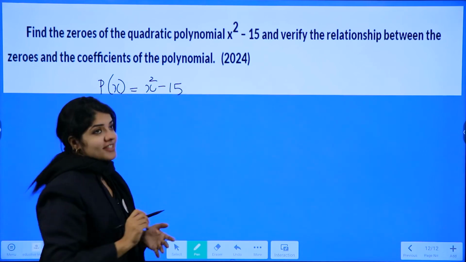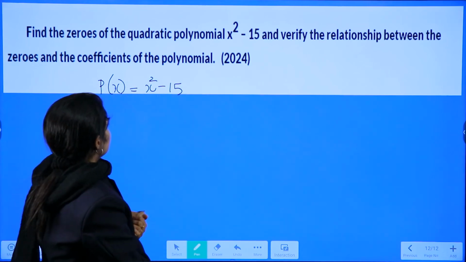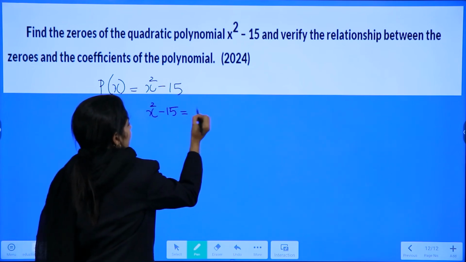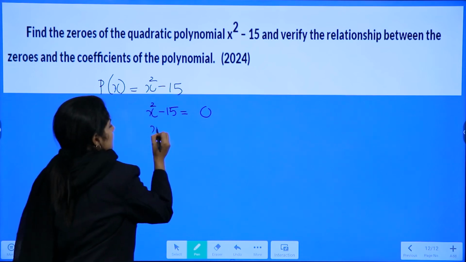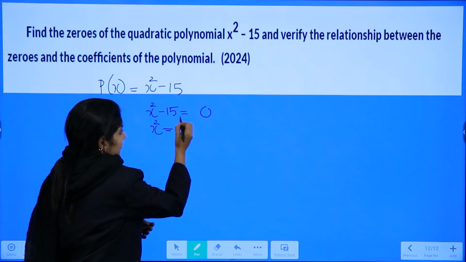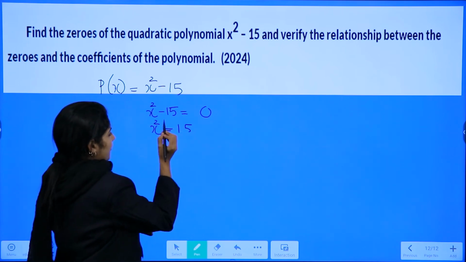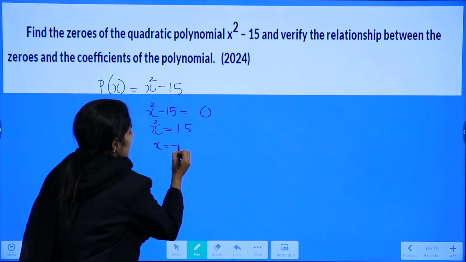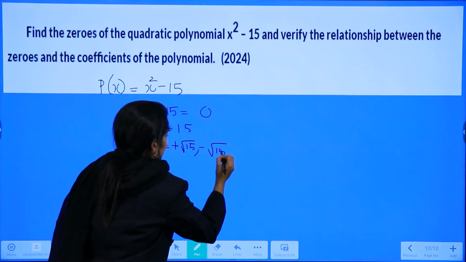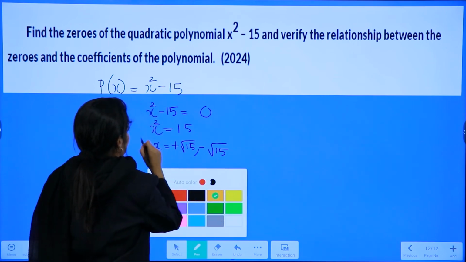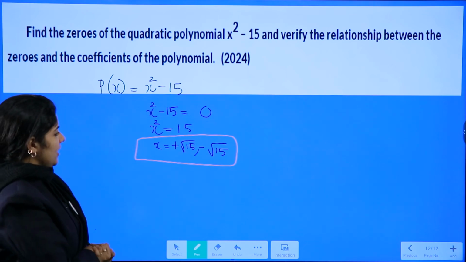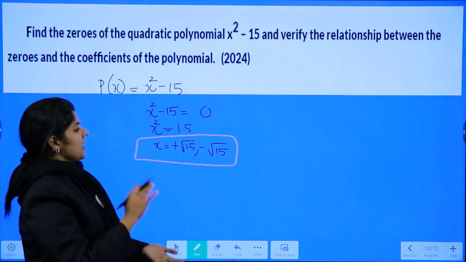So first find the zeros. To find the zeros, for x square minus 15, I am equating it to 0. So minus 15 when going to the other side becomes positive 15. So x is equal to plus root 15 or minus root 15. So this is the answer for the first part. The zeros of the given quadratic polynomial are plus root 15 and minus root 15.